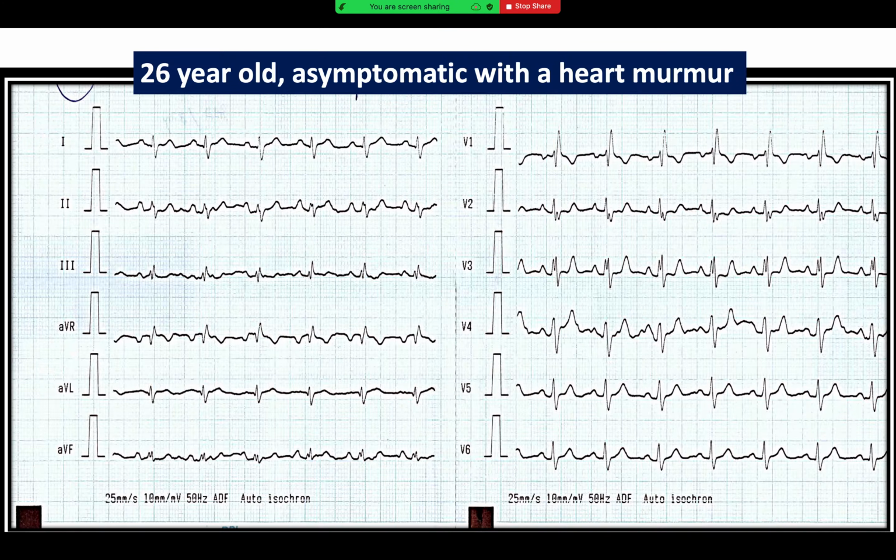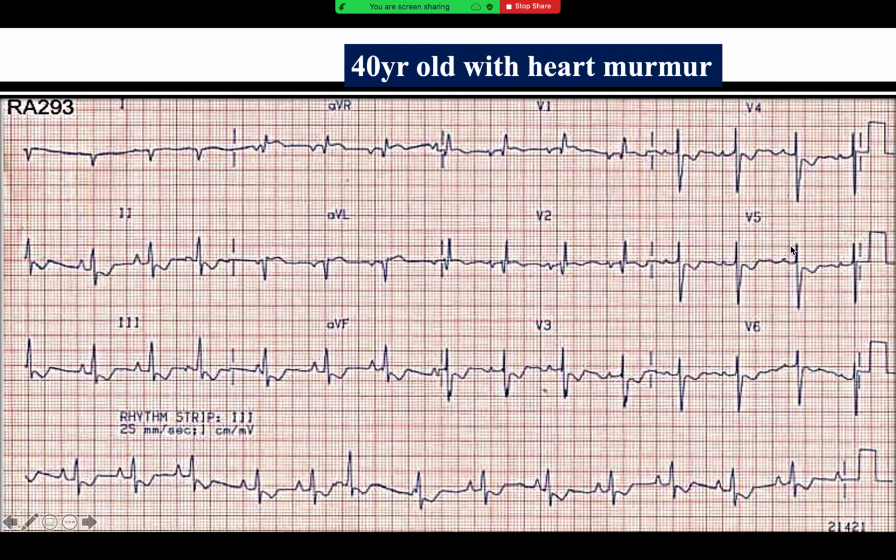And in the inferior lead, something interesting. Crooked sign, as I said it. So what is it? Crooked sign with right axis deviation. Ostium secundum. Okay, let's move on to the next ECG.